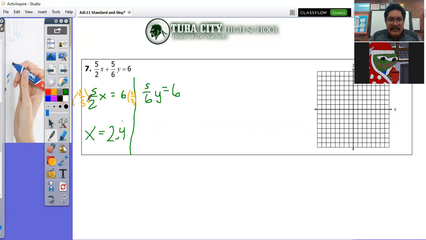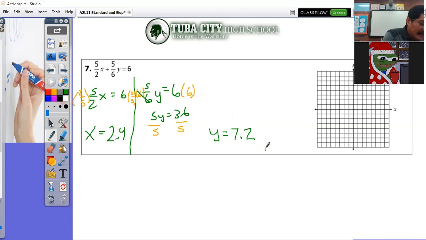And for this one here, I'm going to have to multiply both sides by 6. Now, if you don't want to use the reciprocal trick, you can always just do one at a time. So in this case, I'm going to multiply both by 6. So that gets rid of this fraction, and I get 5y equals 36. And divide both sides by 5. And that gives us y equals, let's see, 35 divided by 5 is 7. And it looks like I have 1/5 left over, so that'd be 7.2. But I'm going to double check that on my calculator. 36 divided by 5 is indeed 7.2. So a little bit above 7 and a little bit past 2.